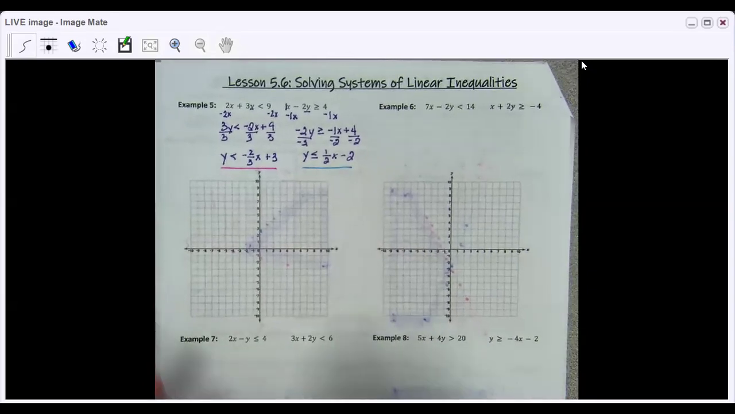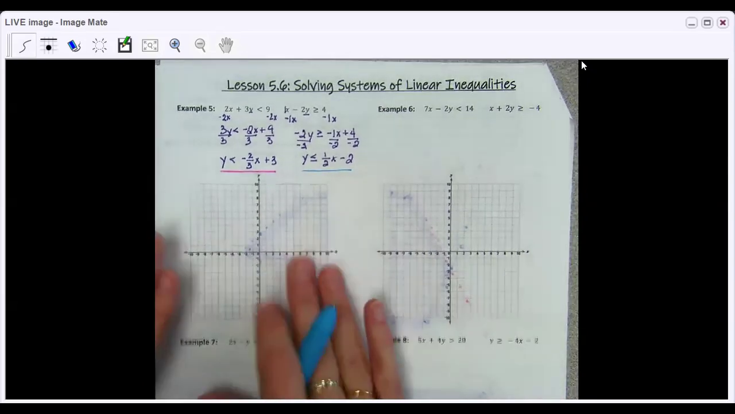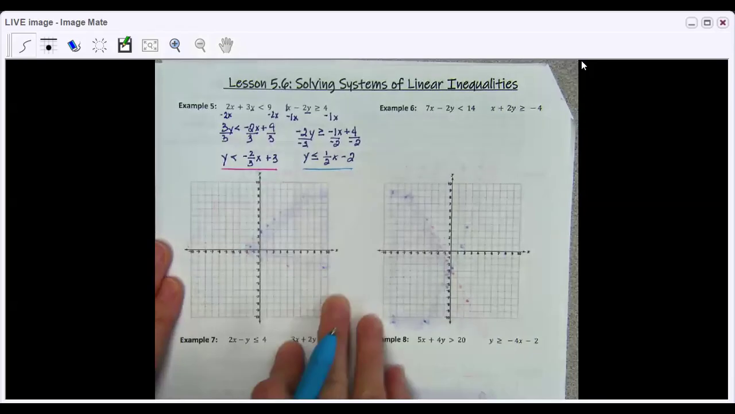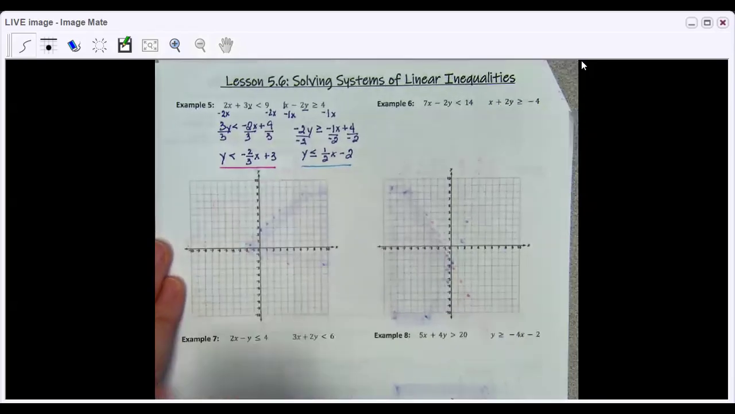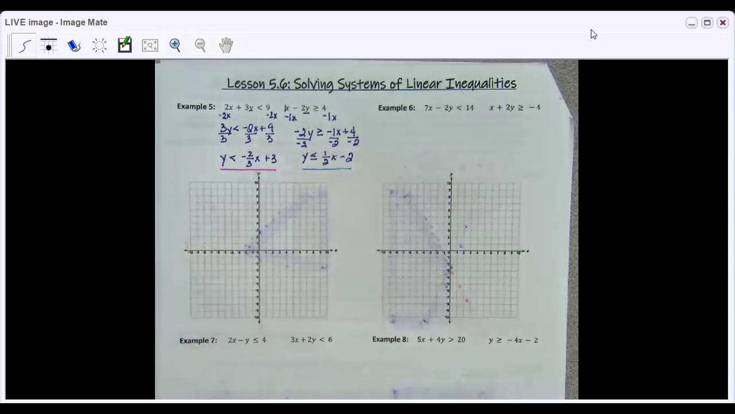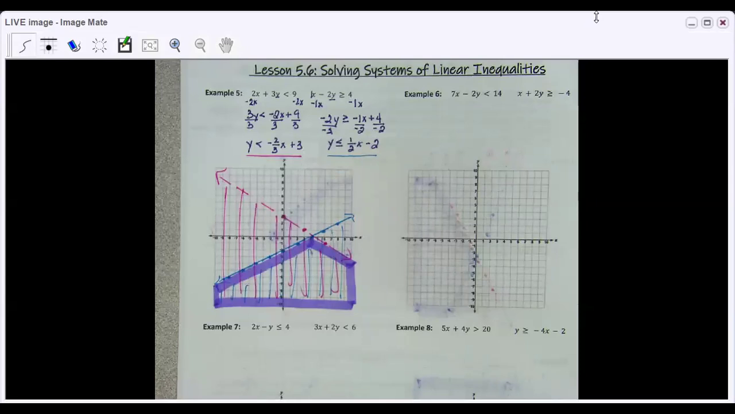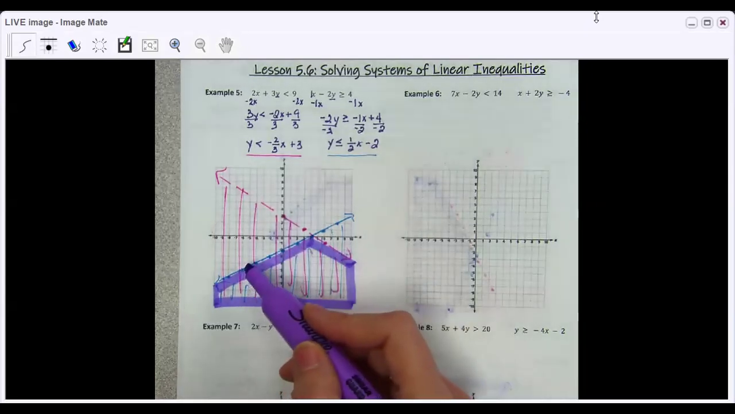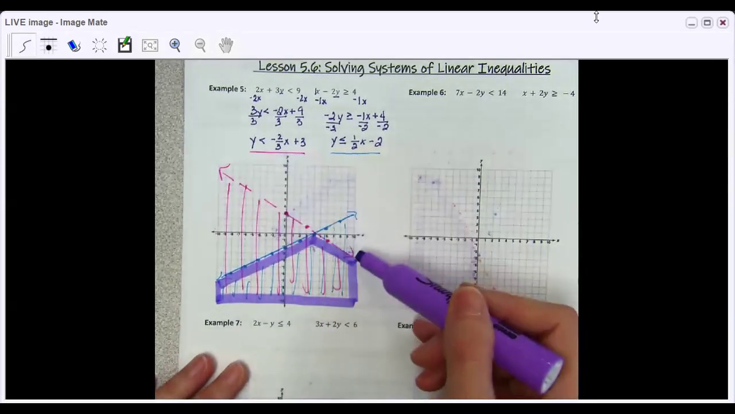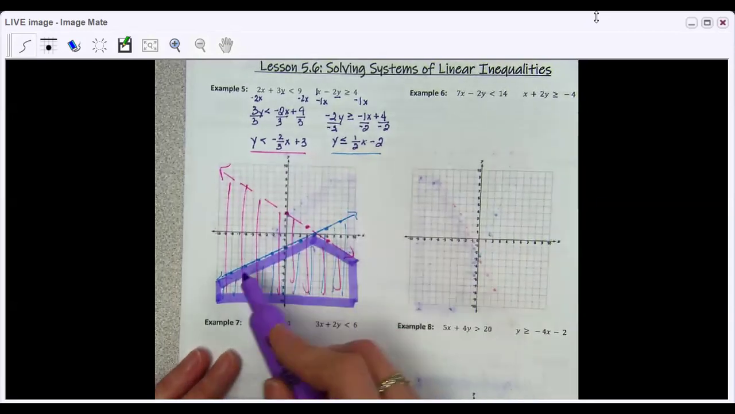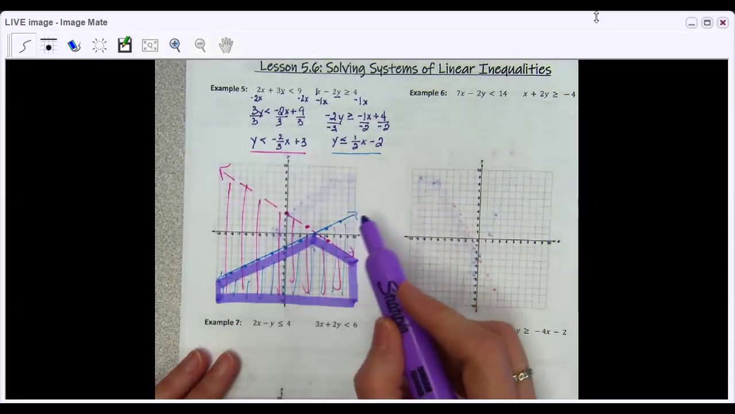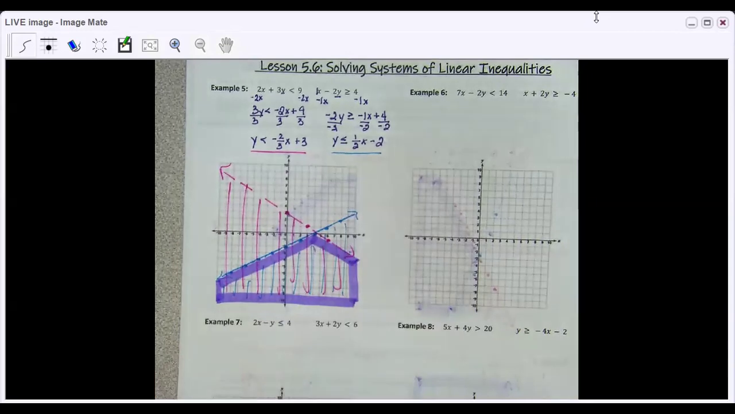All right, I'm going to go ahead and let you graph both of these, and then we'll come back and check our graphs and move on to number 6. So I'm going to pause the video. Okay, go ahead and check your graph. Notice that that first equation had a dashed line and you shaded below. The second equation had a solid line and you also shaded below. Any questions on this?